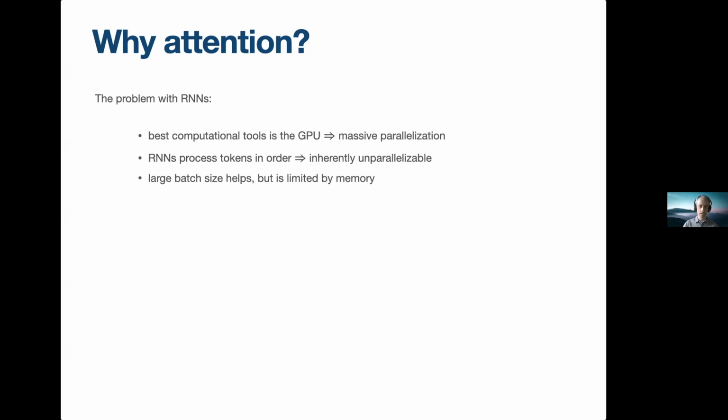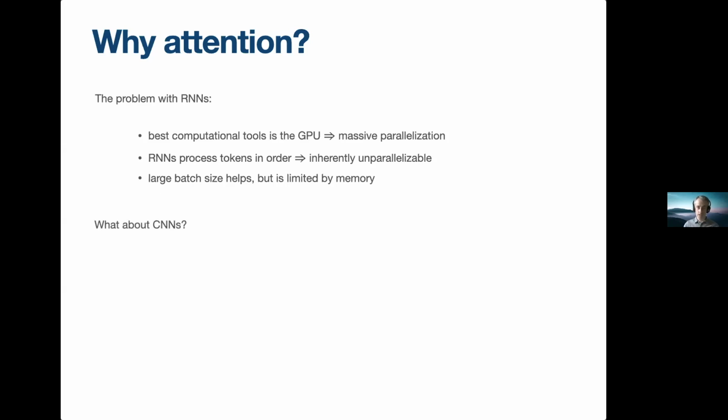However, RNNs are inherently unparallelizable objects. That's because RNNs process tokens in order. That cannot be made a parallel procedure. You can perform a lot of parallelization if you use a large batch size, but that will only go so far. If you have a complex model and you have a very long input, then at some point you'll start running into memory restrictions.